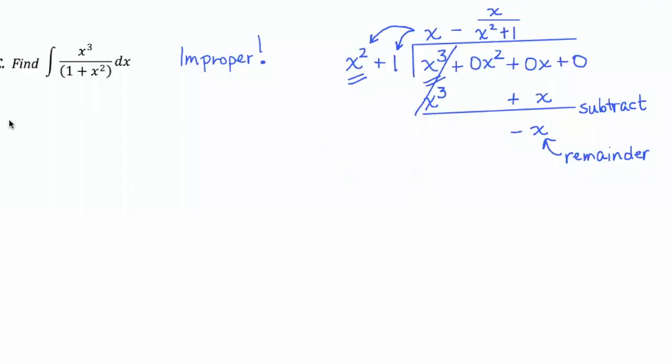So what I've just accomplished is I've taken my original improper fraction and I've written it in terms of a polynomial, which my polynomial here is just x, and a rational function. This is now a proper rational function. So I'm going to begin by rewriting my original integral as an integral of those two pieces.